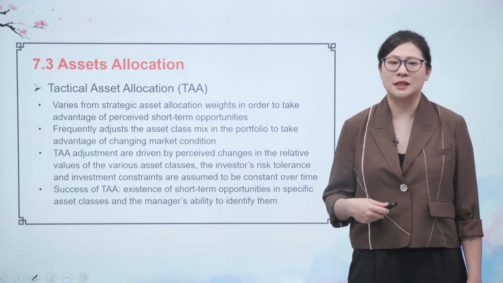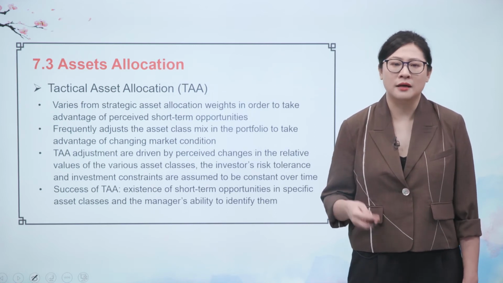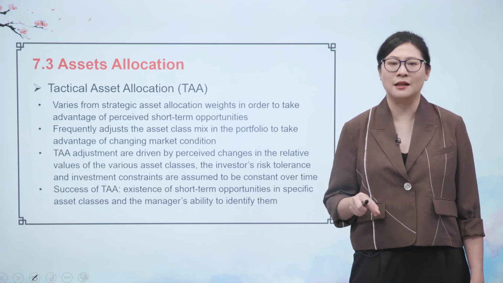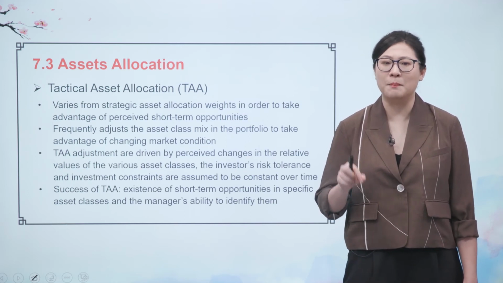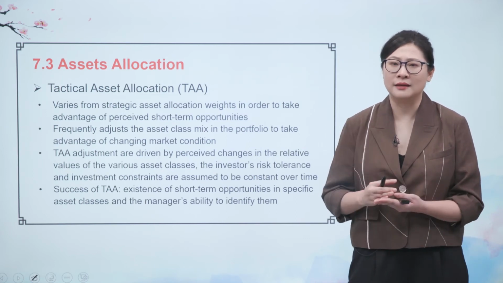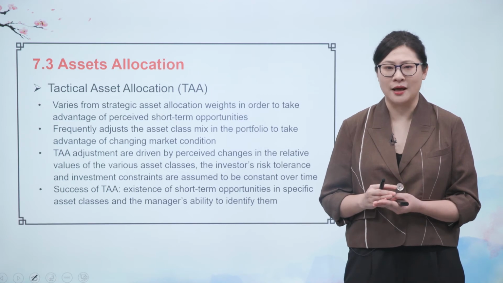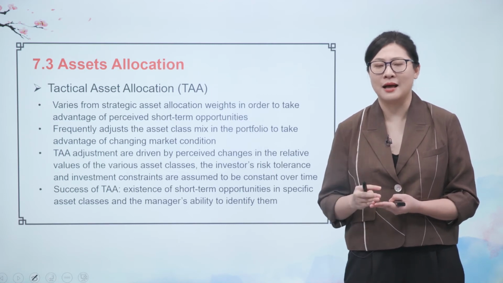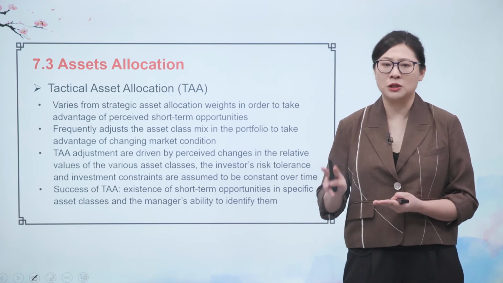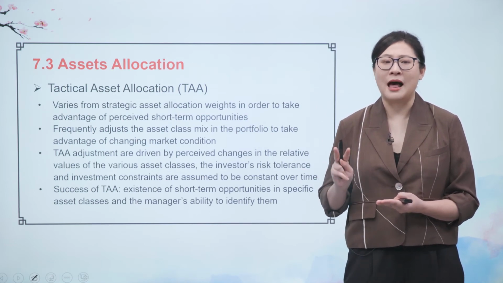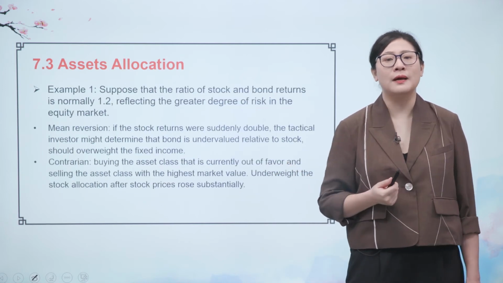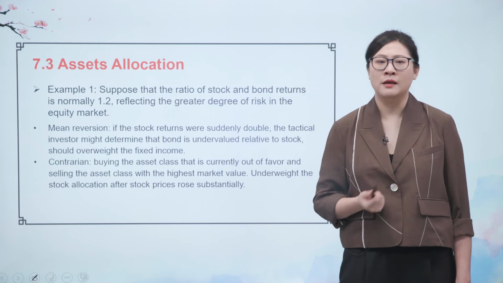And for the success of TAA, there must exist a short-term opportunity in a specific asset class, and the manager has the ability to identify it. In this case, there exists an opportunity, and also the manager has the ability to identify this opportunity. Both of them together will bring a successful TAA. Now let me show you an example for this TAA.